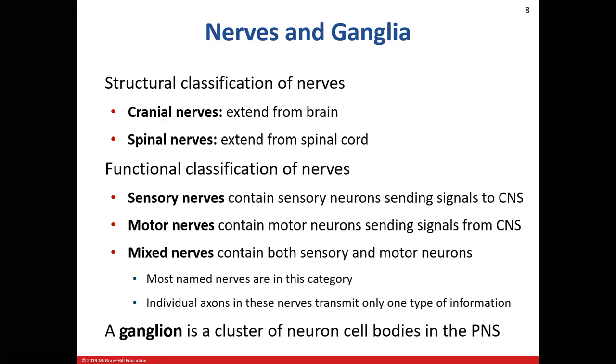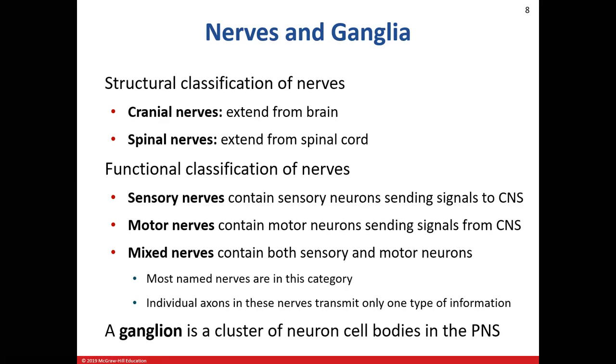Motor nerves, on the other hand, contain motor neurons. These contain efferent fibers, and they send signals from the CNS out to the rest of the body. We can also have what we call a mixed nerve. And as you guessed, a mixed nerve contains both sensory and motor neurons. Most named nerves in our entire body are mixed, which means they have dual function. Most of them are going to take in information to the brain, but then they're also going to send information back out to the rest of the body.